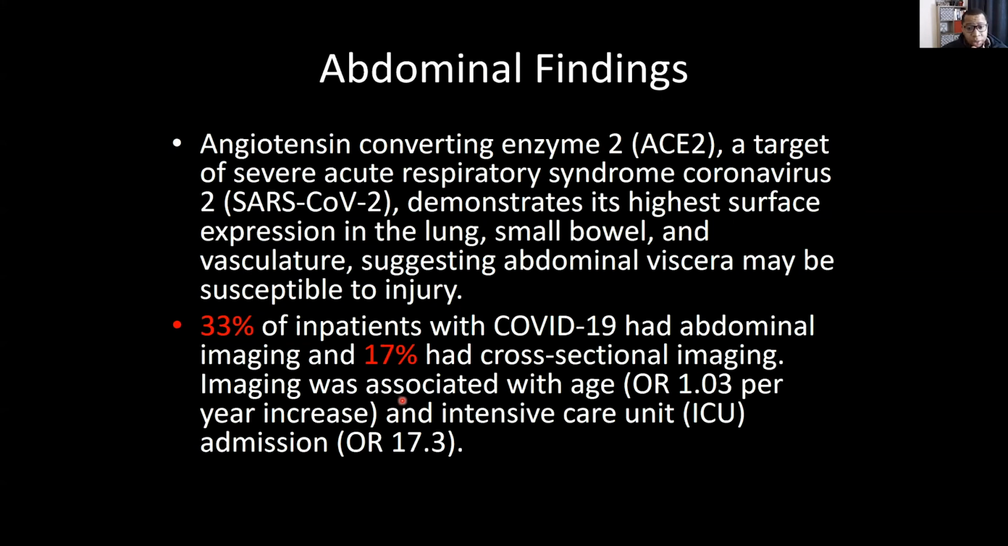What about abdominal findings? So this ACE2 receptor is also seen in the lungs, but small bowel and vasculature, suggesting abdominal viscera may be susceptible to injury. And in fact, a study showed that up to a third of inpatients with COVID-19 had abdominal imaging, and 17% had cross-sectional imaging based on symptoms. And imaging was associated with age. So older patients were more likely to get imaging and intensive care unit admission, right?